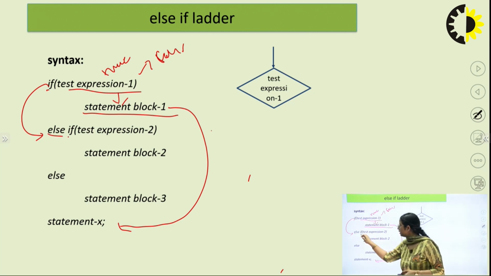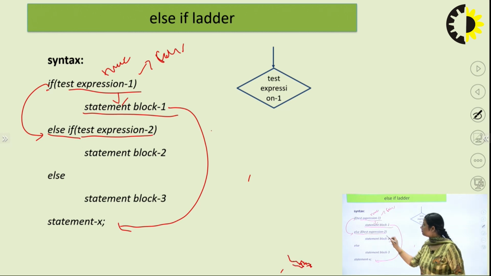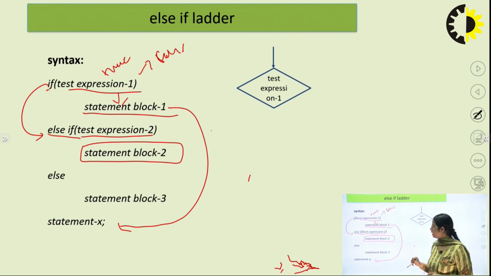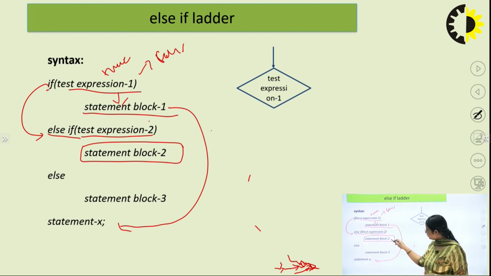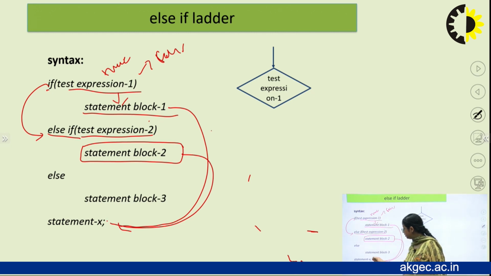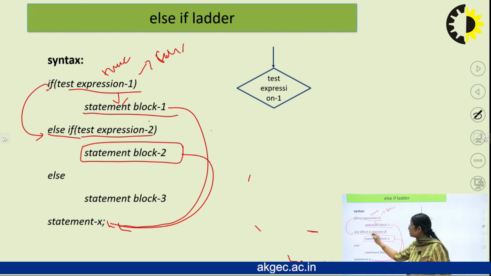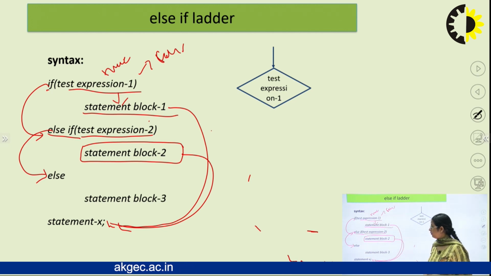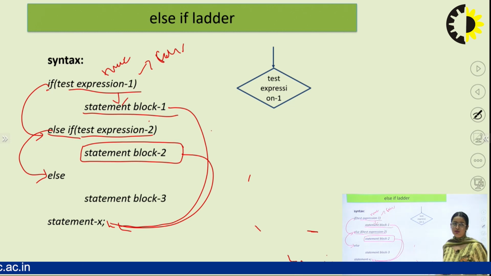But if this condition is false, then the control comes to the else if statement. Then again we check the condition. If the condition is true, then we give the output as statement block 2, and after the execution of the statement block, it will come out of the body. But if this condition is false here, the control will go to the else part, and then the last statement block 3 will be executed.